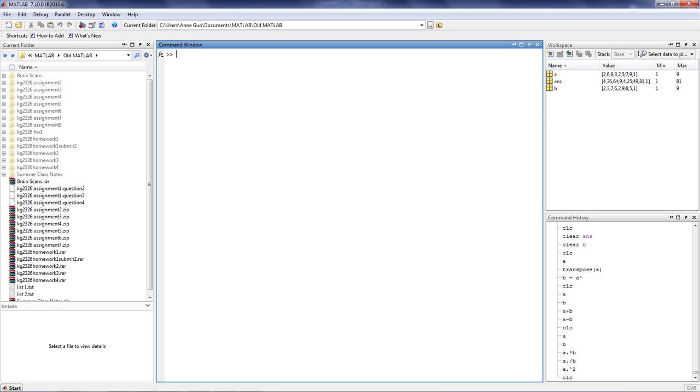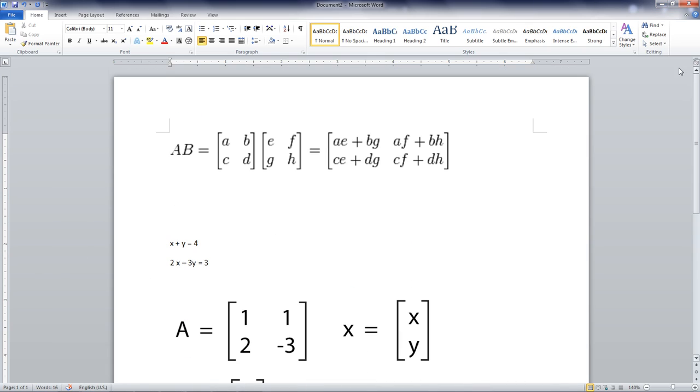In order to perform true matrix multiplication, we use the multiplication sign without a period in front of it. Here is how the matrix multiplication works in MATLAB. If you're unfamiliar with it, please review a math textbook. But the general gist is the first row will be dot producted to the first column, and then the second row to the first column, and then so forth.